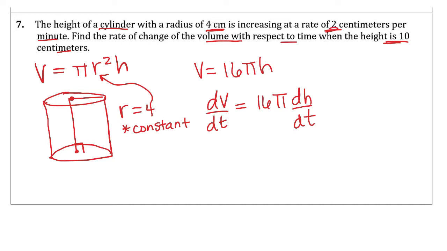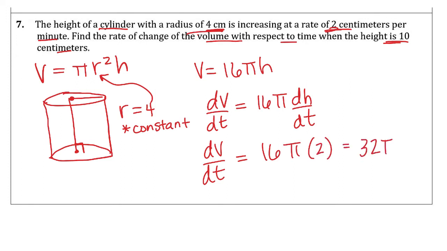So we're going to sub in our 2, because here again we're told that the radius of 4 is increasing at 2. So there's our rate of change. So dV/dt is going to be 16 pi times 2. So that's going to give us 32 pi, and our units would be centimeters cubed per minute.